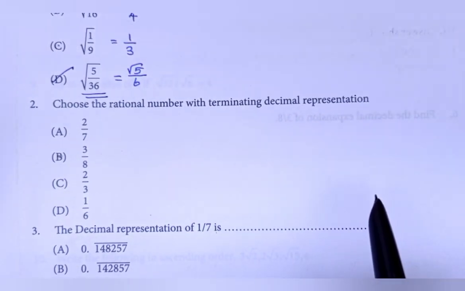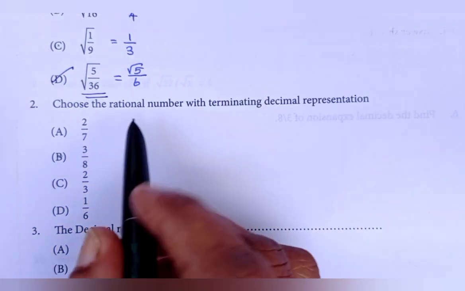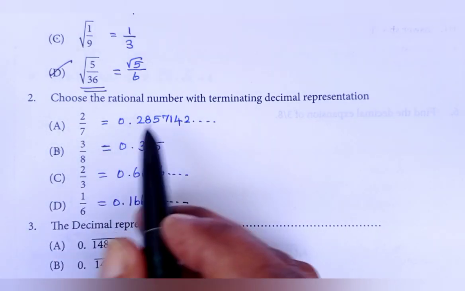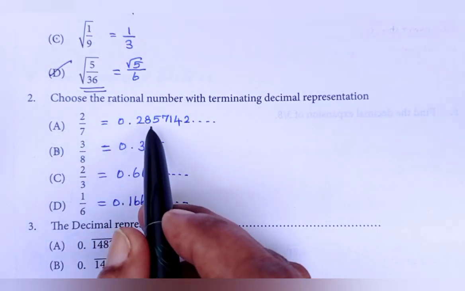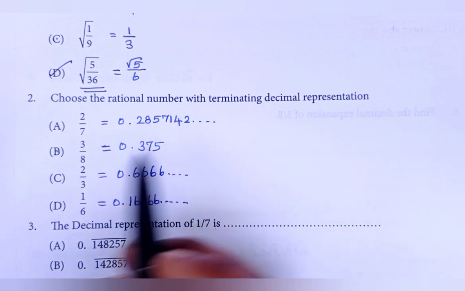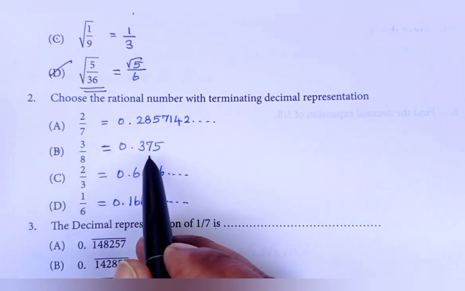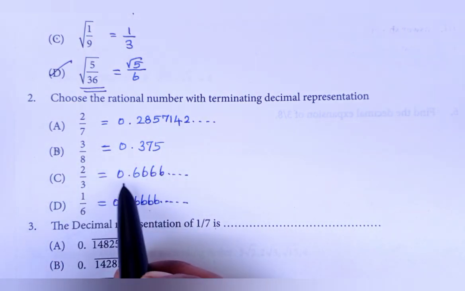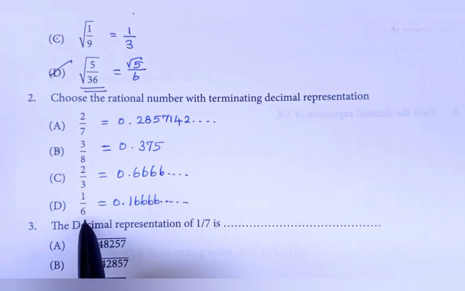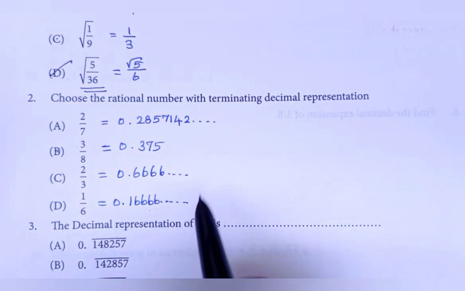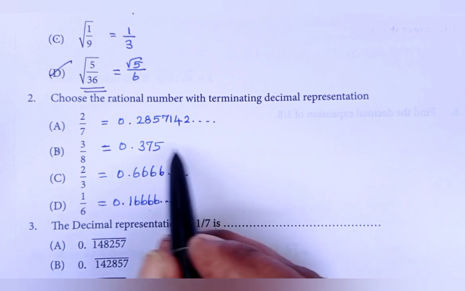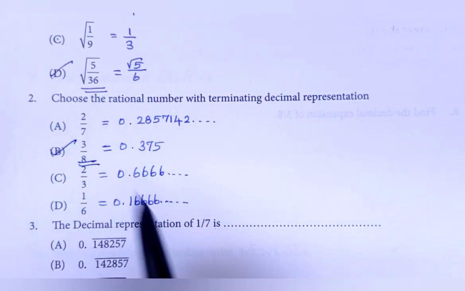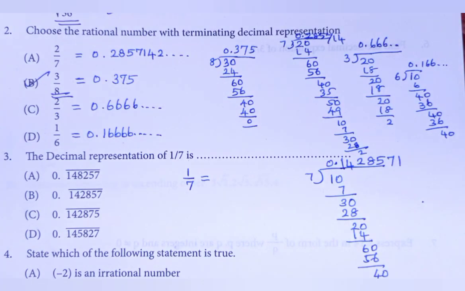Second question, choose the rational number with terminating decimal representation. We have to divide. If I divide the numbers, 2 by 7 is 0.2857142 etc. 3 by 8 is 0.375. 2 by 3 is 0.666 etc. 1 by 6 is 0.1666 etc. So this is the terminating decimal. So B option is the right answer for the second question.